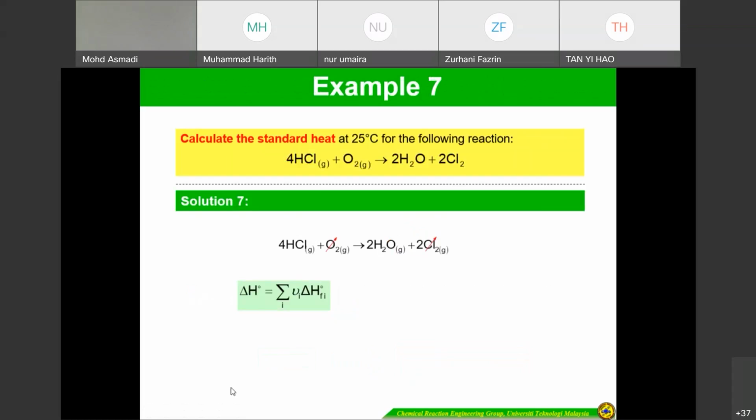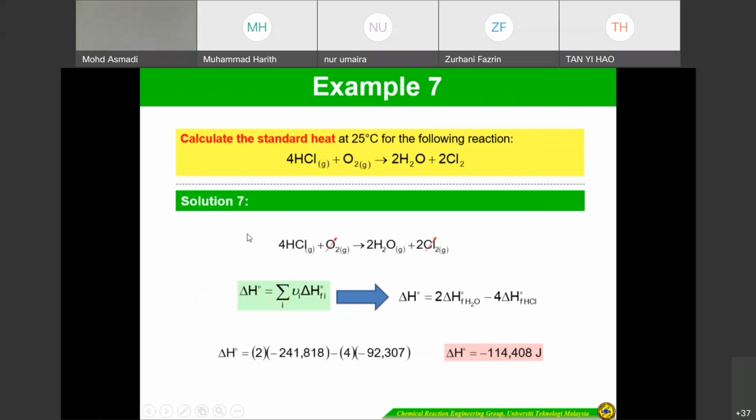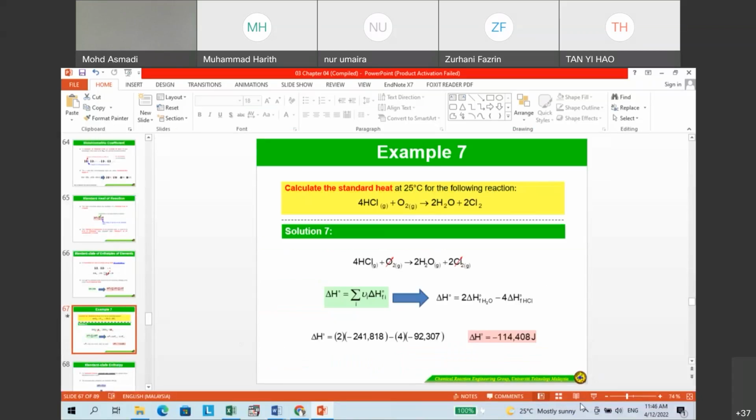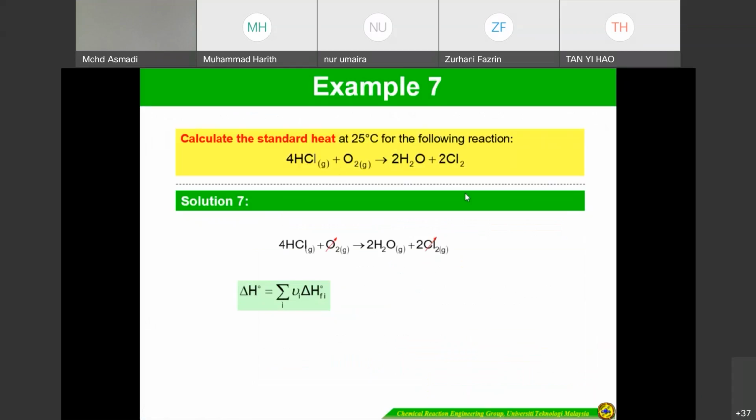So look at this one. Which example is this? I cannot see. Oh, example 7. Calculate the standard heat of reaction at 25 degrees C for the following reactions. I think this one already explained how to calculate, based on the heat of formations.